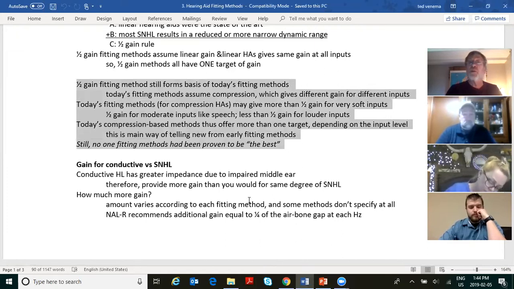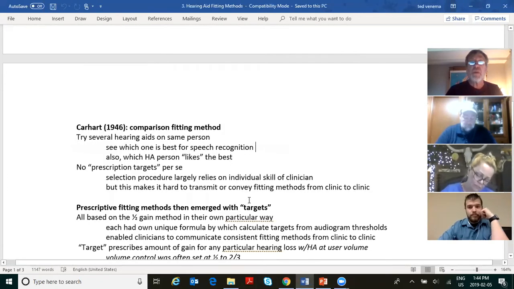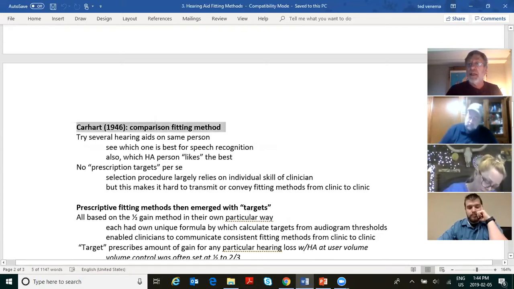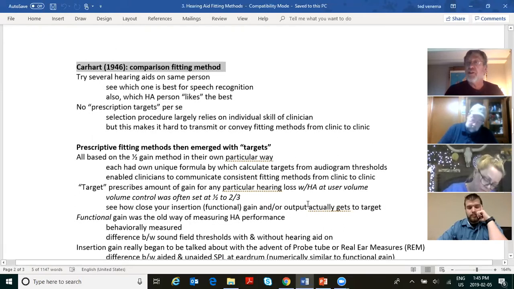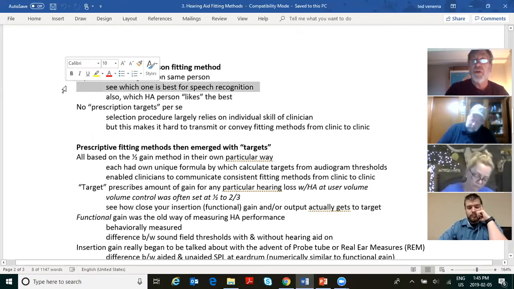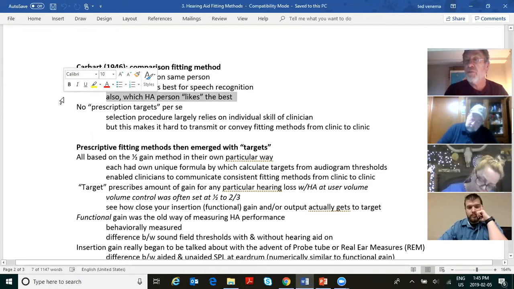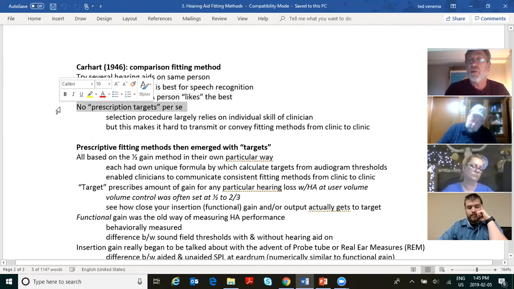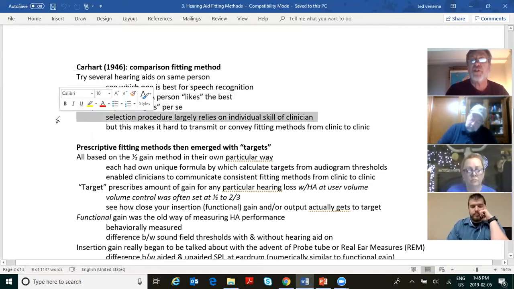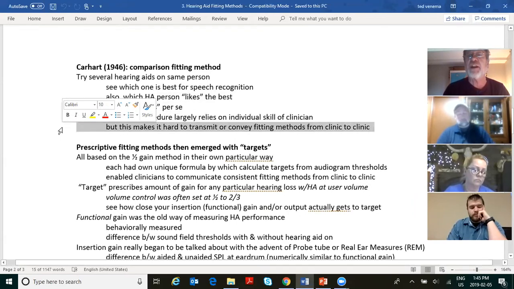One target only is because the hearing aids were linear. So let's look at what Carhart did, and we'll dispense with it. He had a comparison method, didn't have any targets. He just tried several hearing aids on a person and saw which one did the best for speech discrimination and which one the person liked the best. And there was no real prescription targets per se. Selection procedure was based largely on the individual skill of the clinician, but this makes it hard to transmit or convey fitting methods from clinic to clinic.